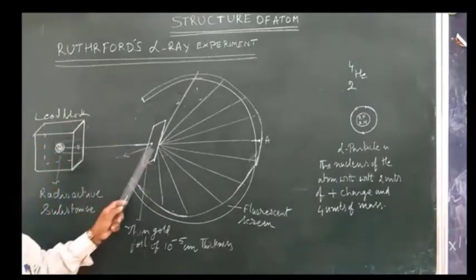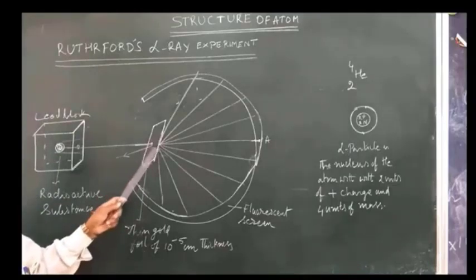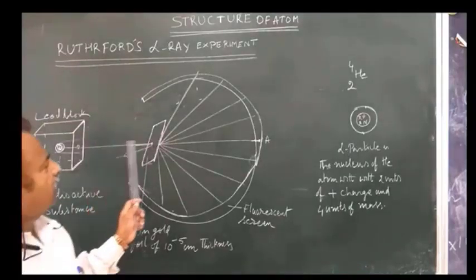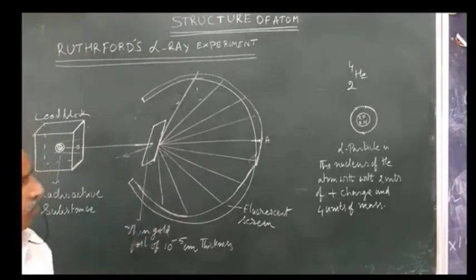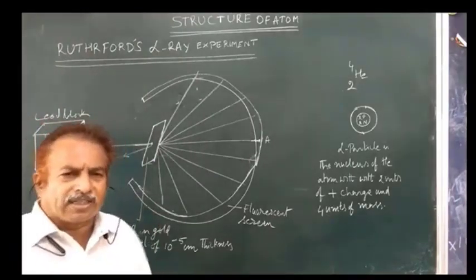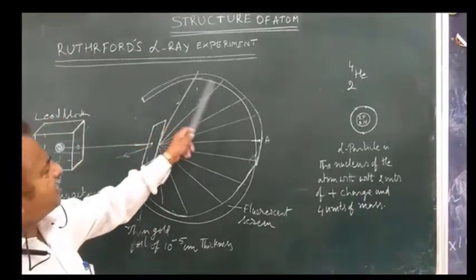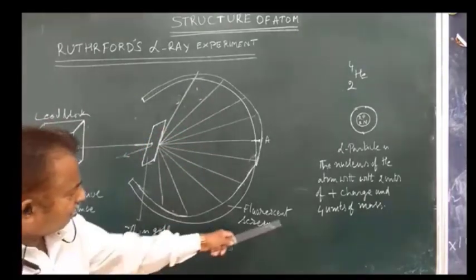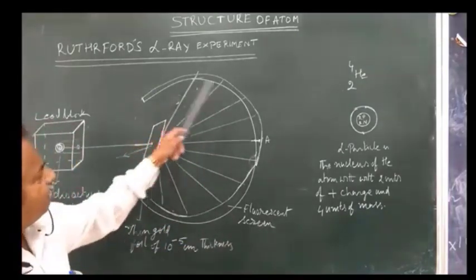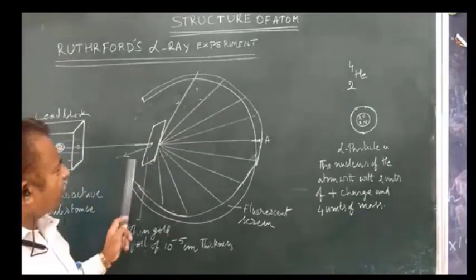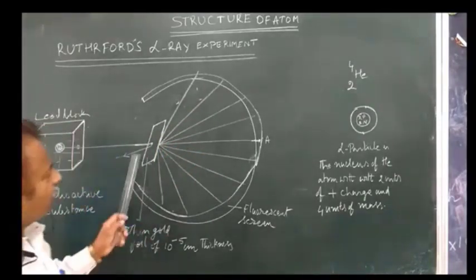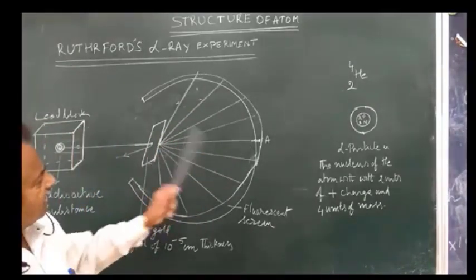So, the alpha particles fall on this gold foil. They penetrate through this gold foil. How do we know that they penetrated? Here, a setup is kept. This is a fluorescent screen. A circular fluorescent screen is kept which covers the gold foil. So, the alpha particles penetrated.